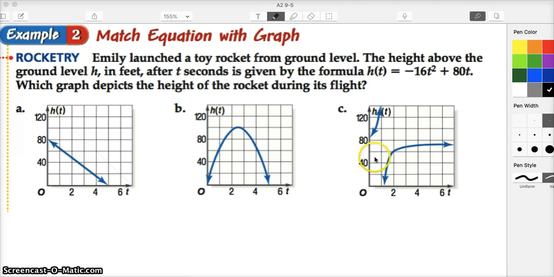The height above the ground level h in feet after t seconds is given by the formula h of t is equal to negative 16t squared plus 80t. Which graph depicts the height of the rocket during its flight?